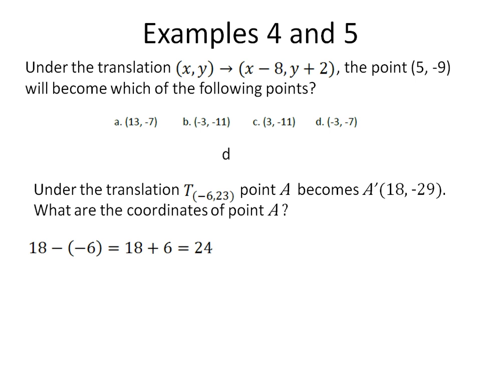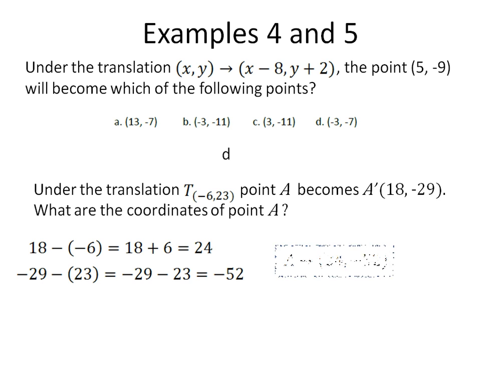Okay, so this becomes 18 minus negative 6, which is equal to 18 plus 6, which is 24 for the x. Okay, so the other one for the y becomes negative 29 minus 23, which equals negative 52. So the point that you should have as the beginning point is going to be (24, negative 52).